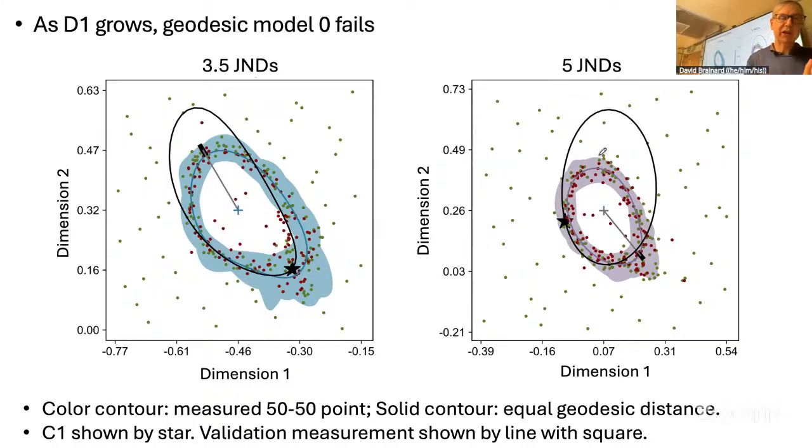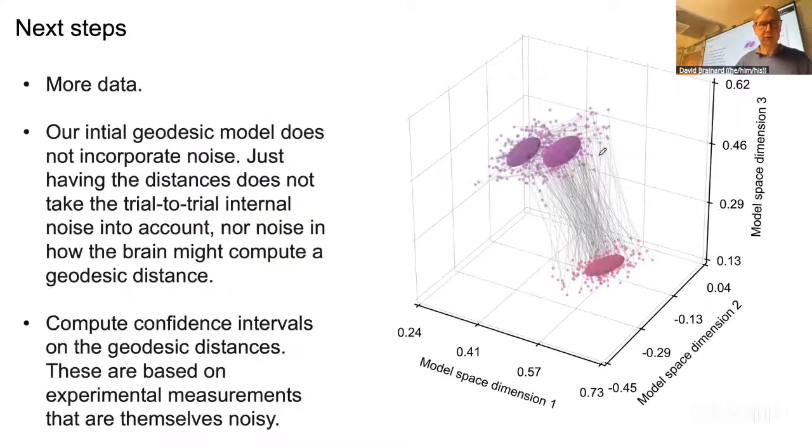And this geodesic model, I think, is not going to work out so great for large differences. I do think it's useful to know that if you can predict what happens at 2 JNDs, that's a useful fact, and maybe we haven't systematically gone further. So that's where we are with this. This is ongoing research, but I'll just tell you what we're going to do next.